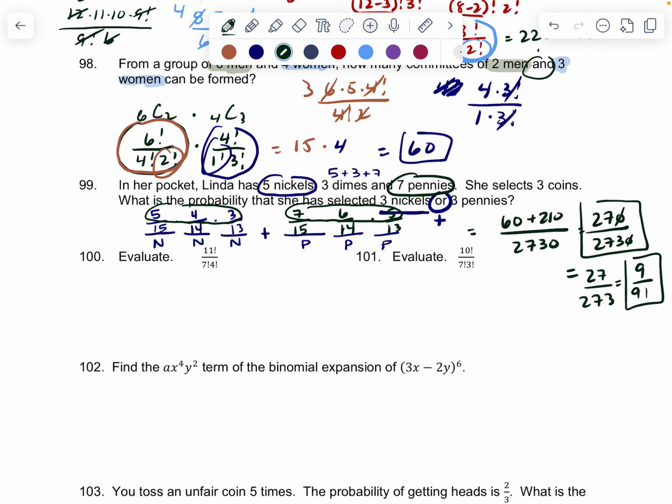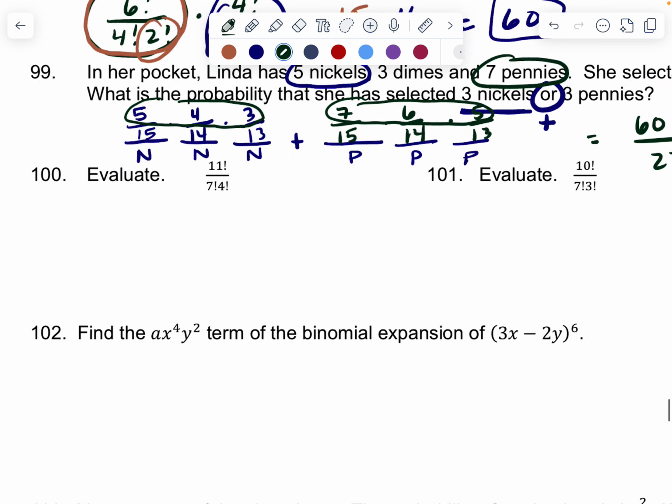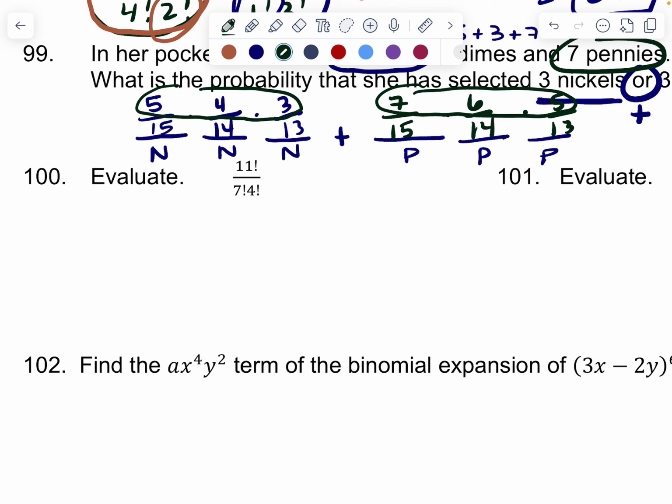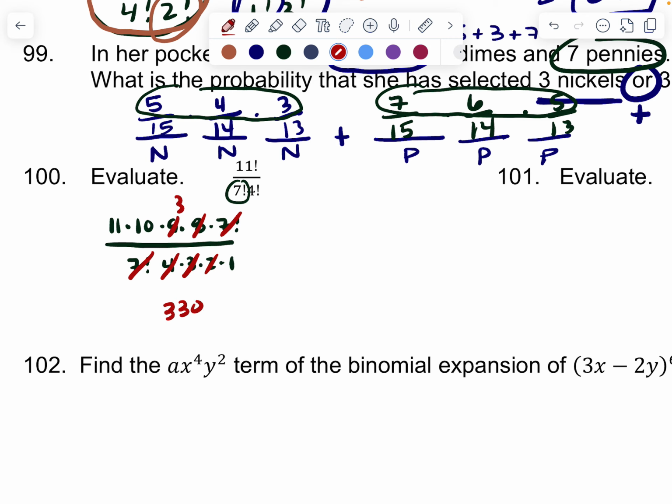Okay? All right, you guys, I think you're pretty good about number 100 and 101 by now, but let's do it. Okay, 11 factorial. That's 11 times 10 times 9 times 8 times 7 factorial. I'm stopping there because this is the next biggest one. And then 7 factorial, and then 4 factorial is 4 times 3 times 2 times 1. Okay, so let's cancel stuff. So I've got the 7 factorials are gone. You guys, I know 4 times 2 is 8, so it's going to cancel with that one. And then I know that 3 goes into 9 3 times. So this is 30 times 11, which is 330.